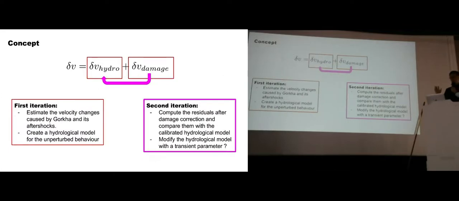So we have some idea of how to model the recovery of the damage and the hydrology. Now we can take the second step in the iteration and see how the residuals of the hydrological model and the damage model could influence our data. Do we have to modify the hydrological model after the earthquake, or does it still fit after the main shock? That's the question we ask ourselves here.